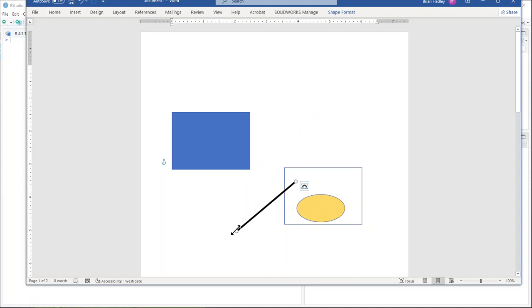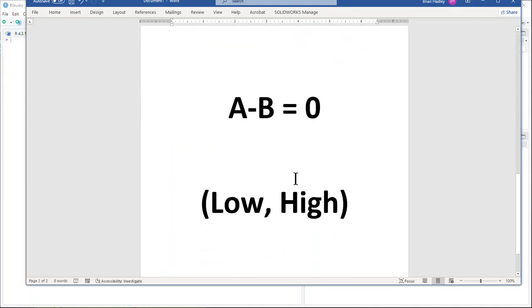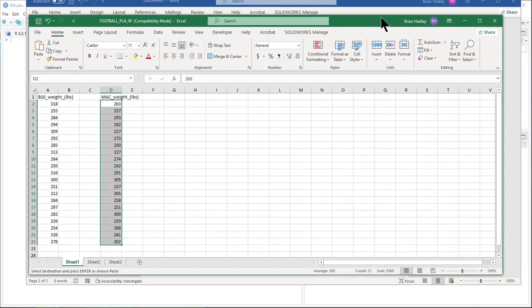The key takeaway is I know that they're different. And so I'm really looking for confidence intervals where 0 is not inside, or trapped inside, the confidence interval. All right, let's take a look at an actual data set that I grabbed here.